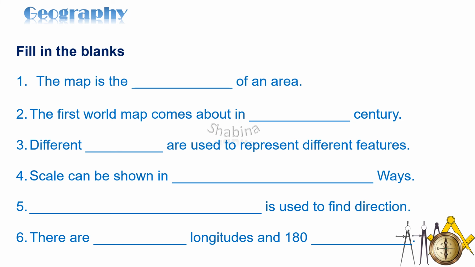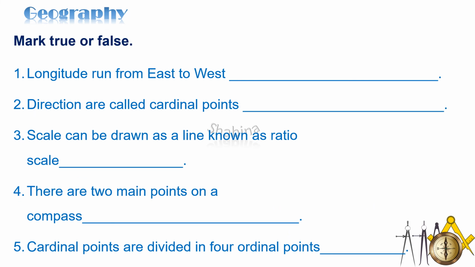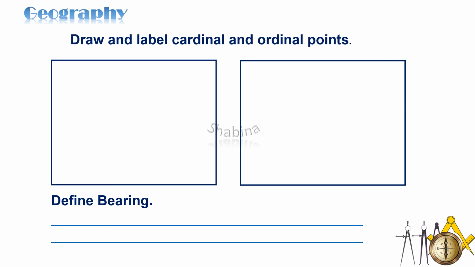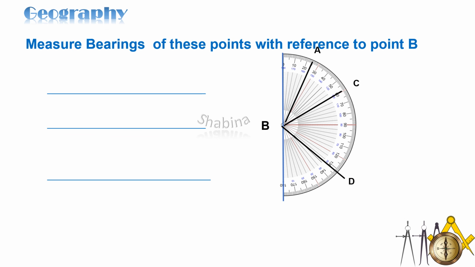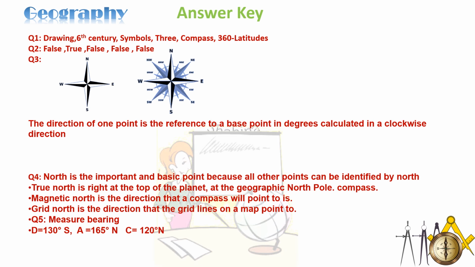Now the worksheet: fill in the blanks is given here. Then mark true or false. Then draw and label cardinal and ordinal points and define bearing. Answer these: why is north important? Explain types of north. Then measure the bearing of these points, and the answer key is given here.